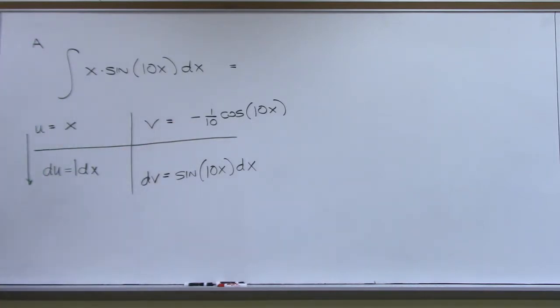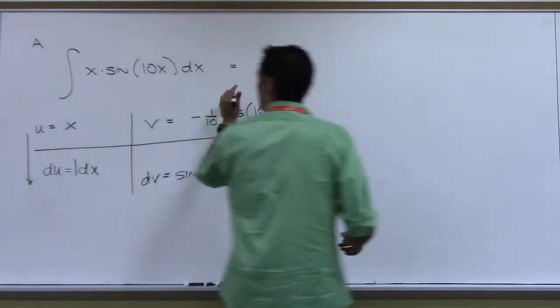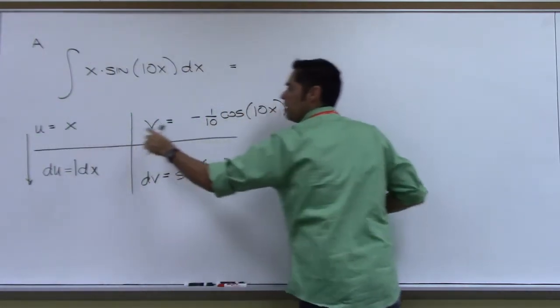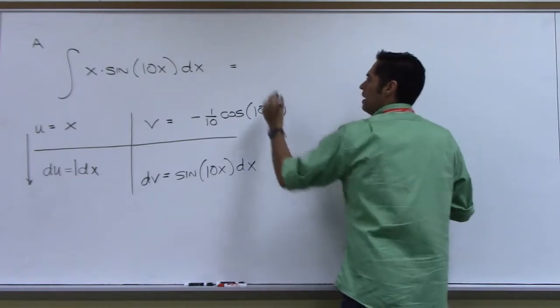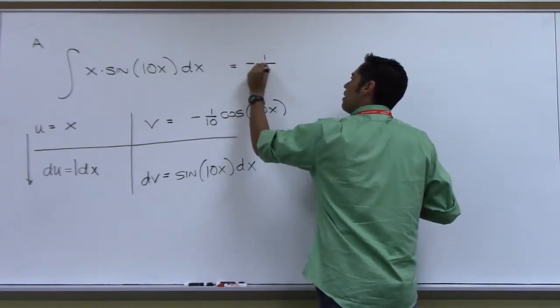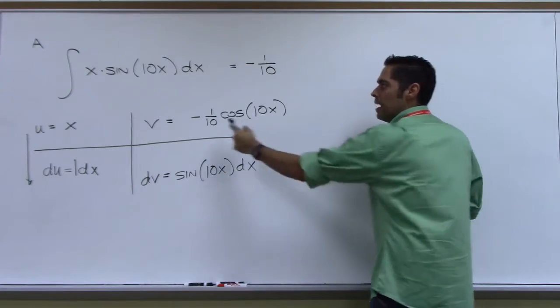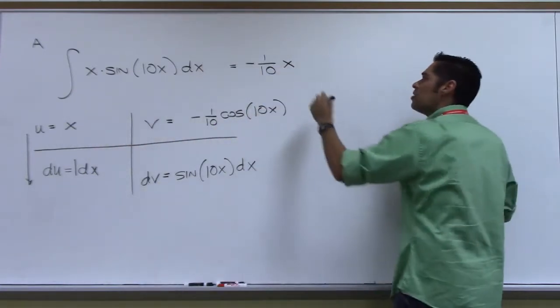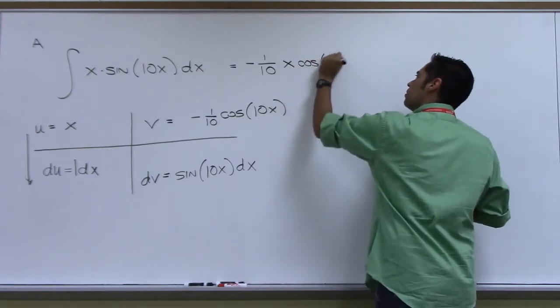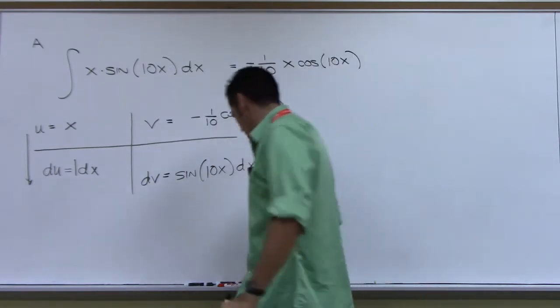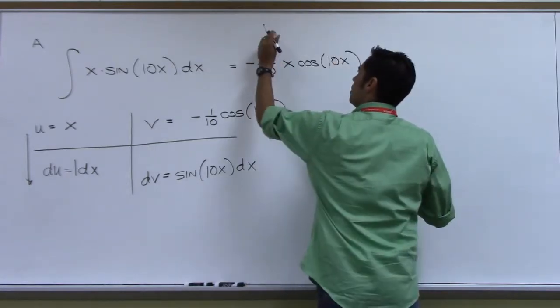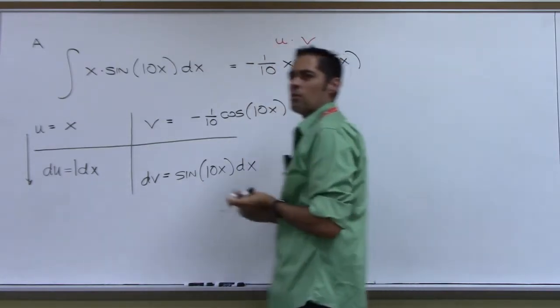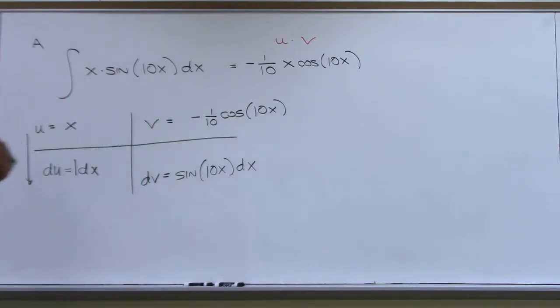Y'all with me? Okay, so now we just use the formula. Ultraviolet minus voodoo, right? Ultraviolet minus integral voodoo. So ultraviolet are these two multiplied, the u times the v. And I'm going to put it in kind of a standard order. We like to put numbers out front, right? Negative 1/10. I have an x also, so I'm going to put the x next. And then I'll put the trig function at the back, cosine 10x. Everyone agree that that's u times v? This is u times v in no particular order, right? Because it's multiplication, I just kind of mixed them up.